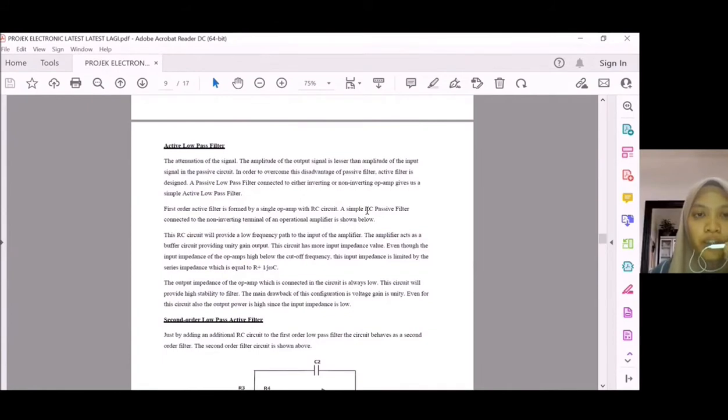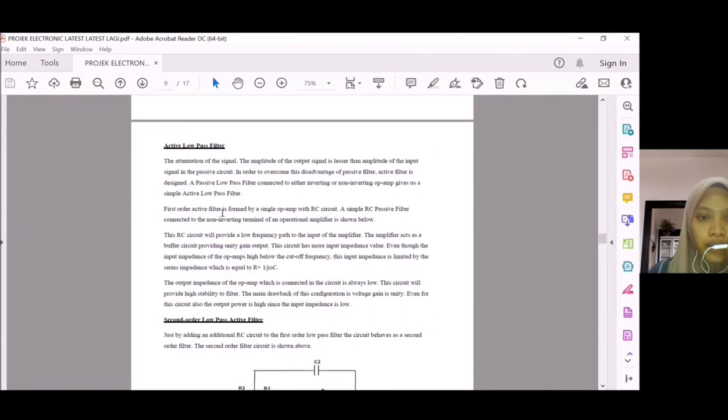Assalamualaikum warahmatullahi wabarakatuh. My name is Nur Izzati binti Muhammad, and I will explain about active low pass filter. In a passive circuit, the amplitude of the output signal is lesser than the amplitude of the input signal. To overcome this disadvantage of the passive filter, the active filter is designed. A passive low-pass filter connected to either an inverting or non-inverting op-amp gives us a simple active low-pass filter.